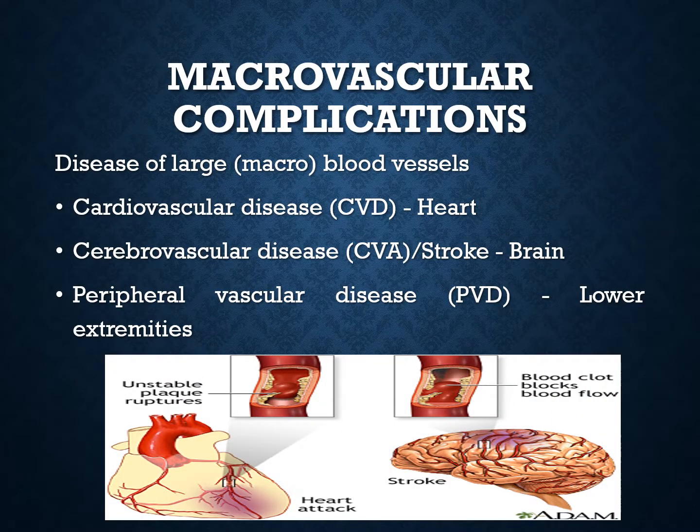If atherosclerosis involves blood vessels of the heart, it can cause myocardial infarction or heart attack. If it involves blood vessels of the brain, it can result in a stroke or cerebrovascular accident. Whereas if it affects the blood vessels of lower limbs, it can lead to peripheral vascular disease.